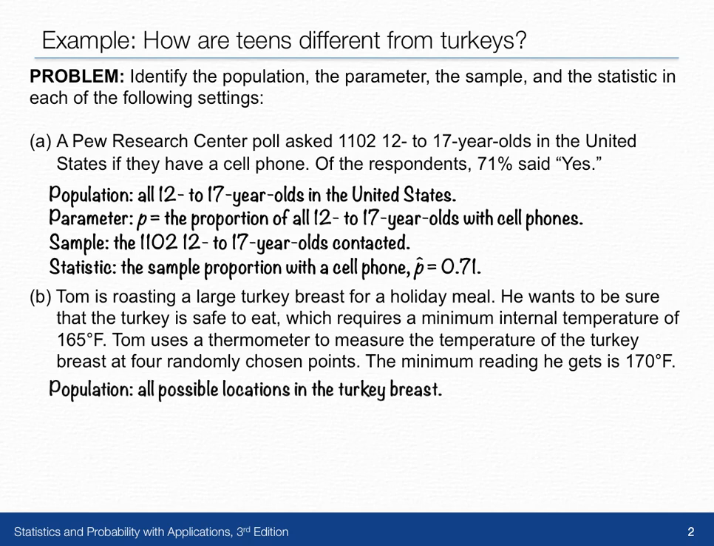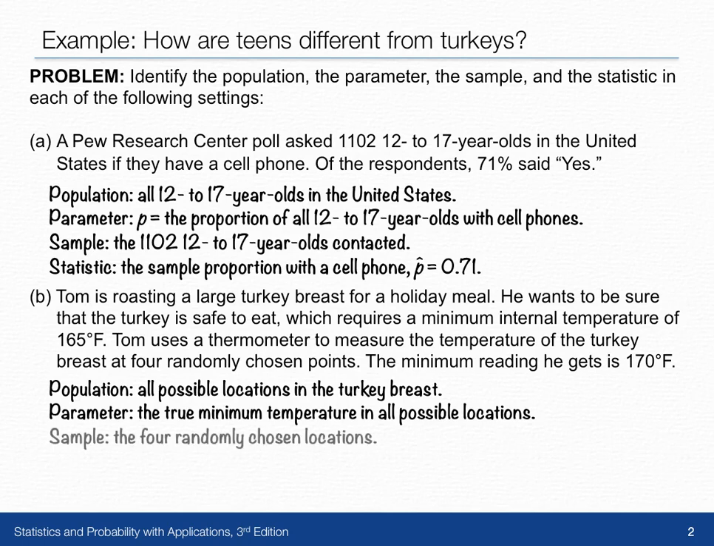Now in this case, the population is all the different possible locations on the turkey breast. The parameter would be the true minimum temperature in all of those possible locations. Now he only selected 4 randomly chosen points, so that would be our sample. Out of all the different possible locations, Tom randomly selected 4 locations. The statistic then would be the sample minimum value of 170 degrees Fahrenheit.